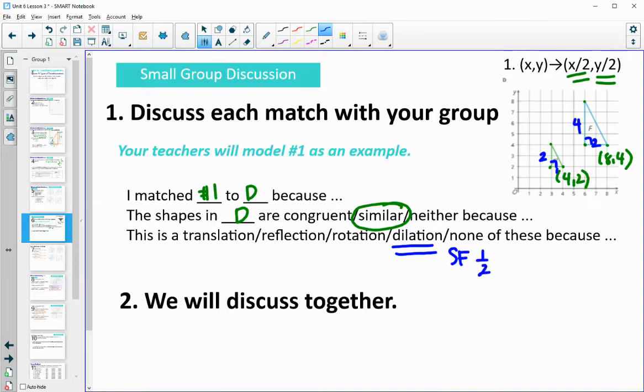So talk through how you matched up those other ones and then come back to the video.